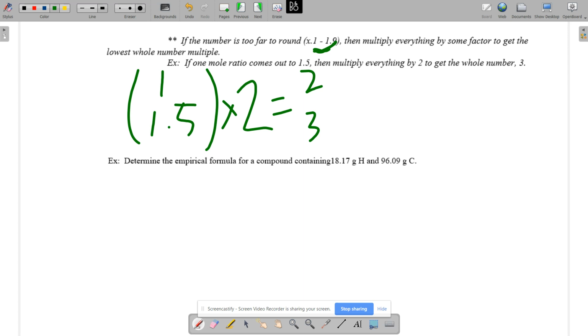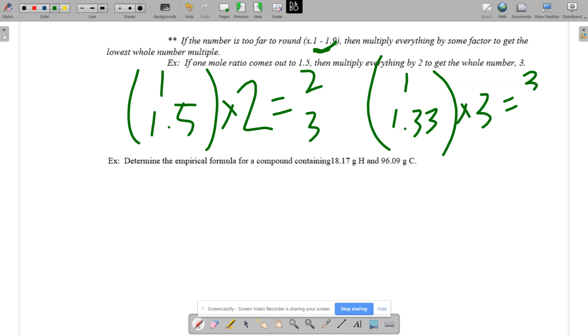Now, folks, I'm going to use friendly decimals. So maybe I might give you something like 1 to 1.33. And you might say, well, you could round that down to 1 to 1, but that's a lot of rounding. So what we do instead is ask, what can I multiply by to get a whole number? Multiply by 3. So 1 times 3 is 3, and 1.33 times 3 is basically 4. So you'd have a 3 to 4 ratio. You see how that works?